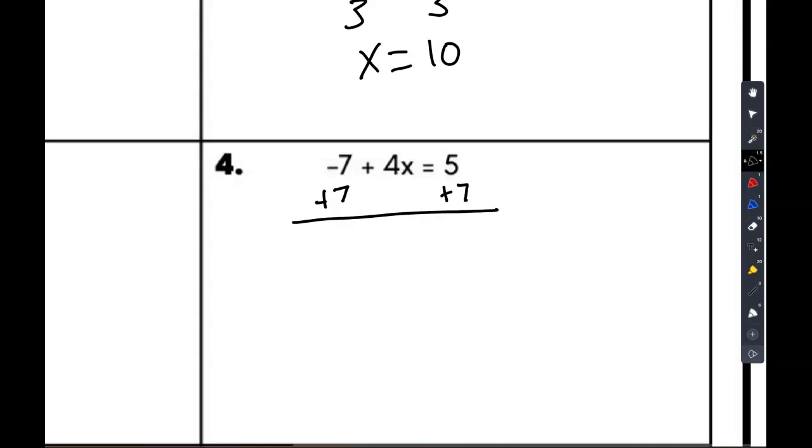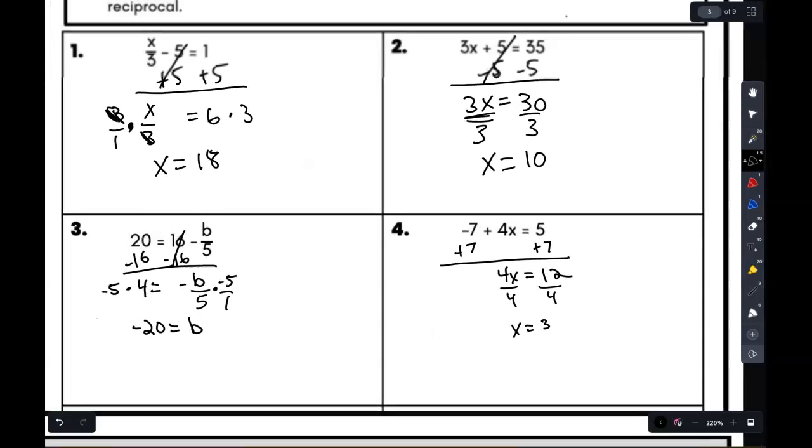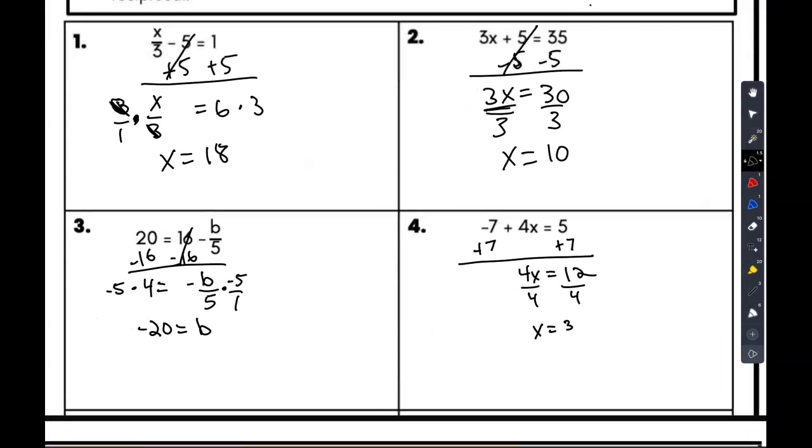Okay, I'm going to bring down this 4x. It's equal to 5 plus 7, which is 12. And now I'm going to divide by 4. And x is equal to 12 divided by 4, which is 3. Alright, and those are all of the 2-step equations.